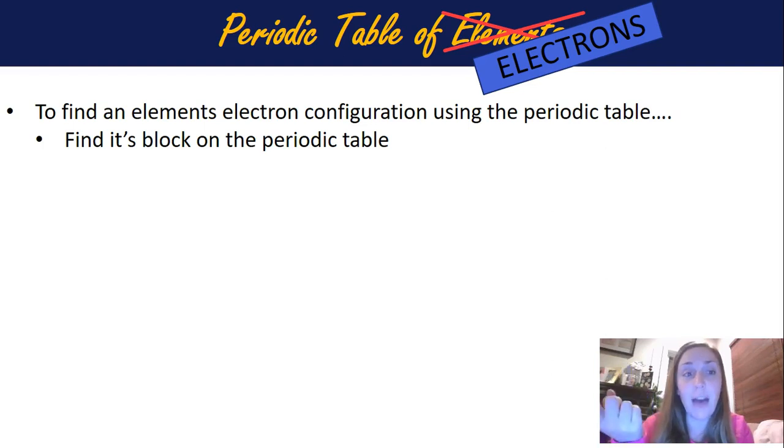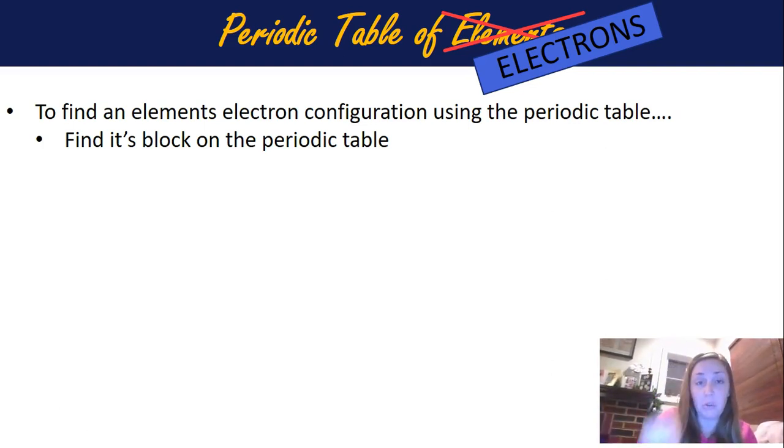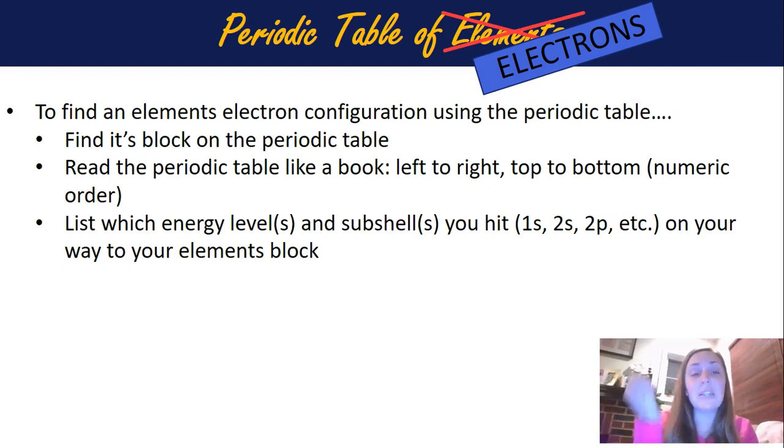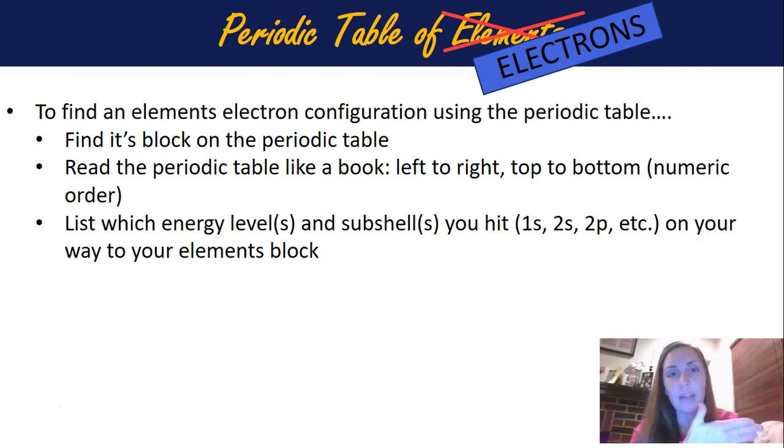First, find its block on the periodic table. I'm not talking about S block, P block, D block. I'm talking about that actual block, like sulfur and its little square, the S. Next, you're going to read the periodic table just like a book. So you're reading left to right and top to bottom. So it's in numerical order. You're going to list the energy levels and subshells that you hit, like 1s, 2s, 2p, on your way to the element's block.